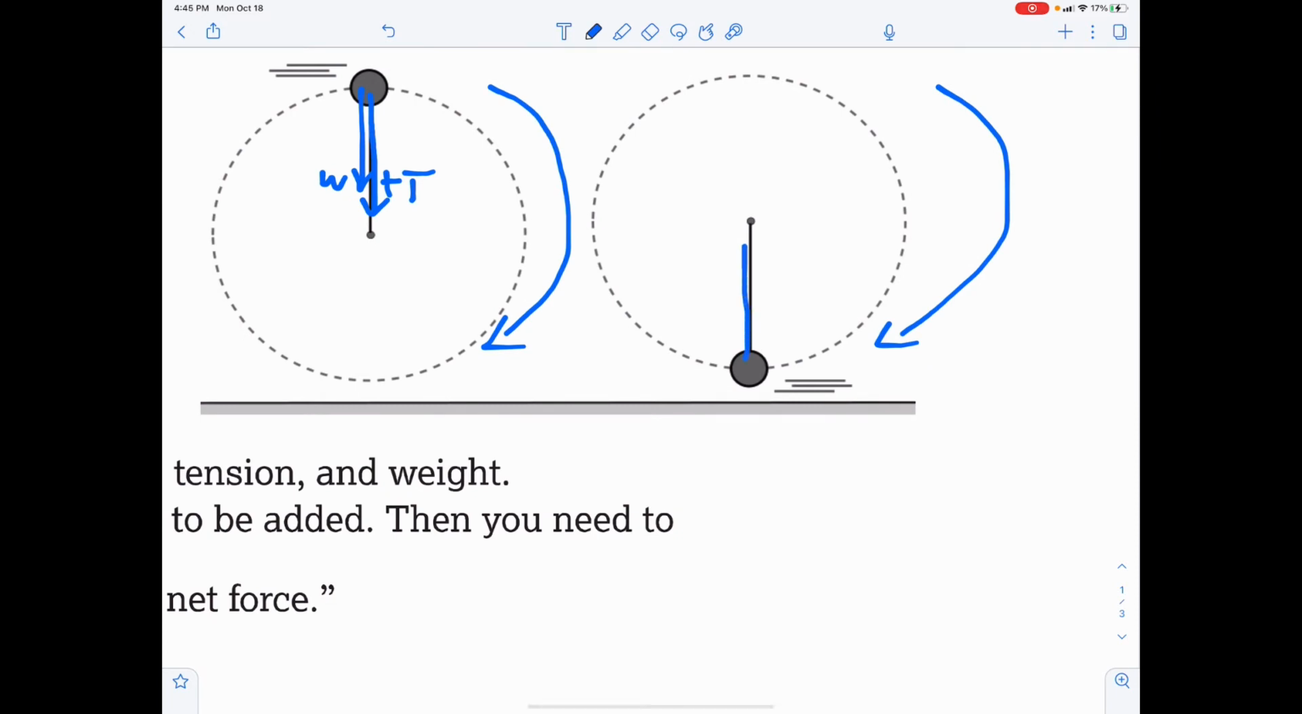At the bottom of the swing, tension acts inward to the center of the circle and weight acts downward but out of the circle.